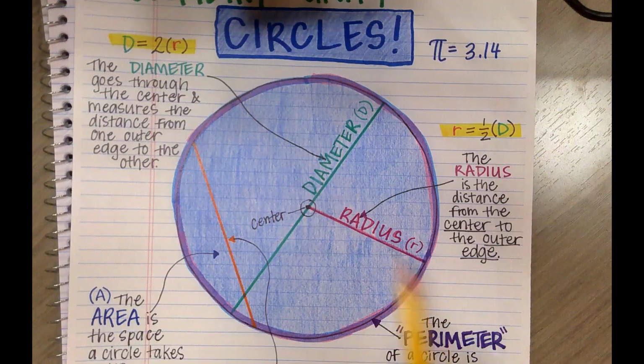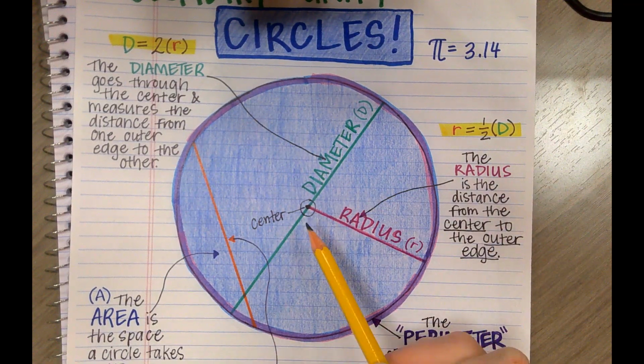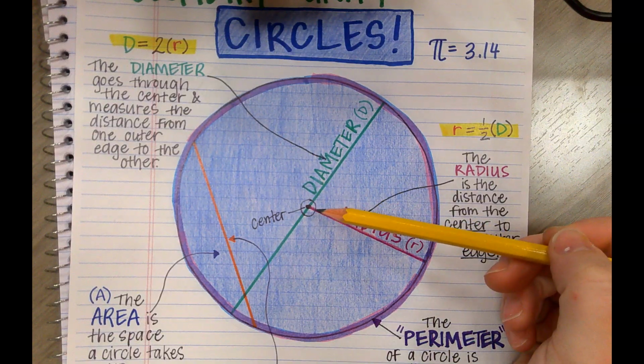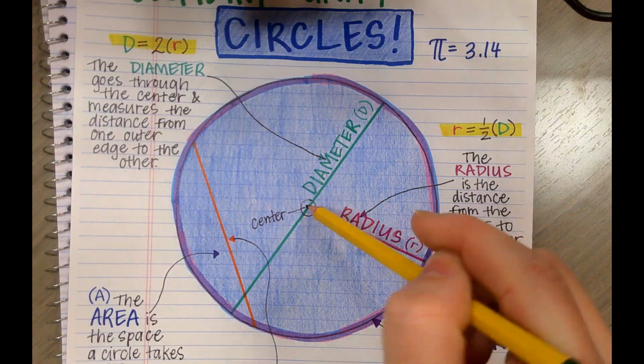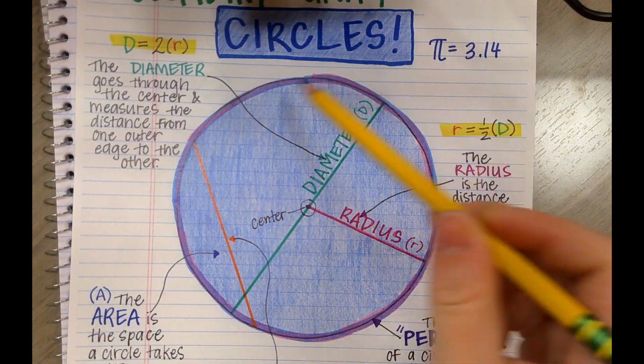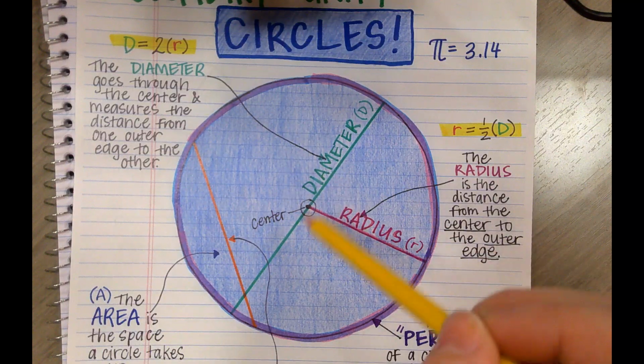First of all, we have a circle right here. This is the center of our circle. And basically, a circle is a center point and then a million little points all around that center point that are all the same distance from that center point.